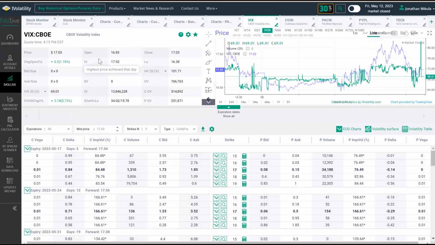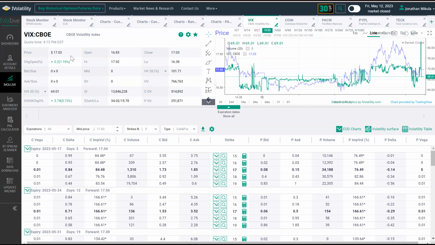What's great about IVolLive is we can create custom VIXs and custom fear gauges per name. So we can literally create a VIX for any stock that we want. Coinbase, Pacific West, PayPal, Tech Resources. Those are some examples that I have pulled up. So I'll show you guys how to do that.